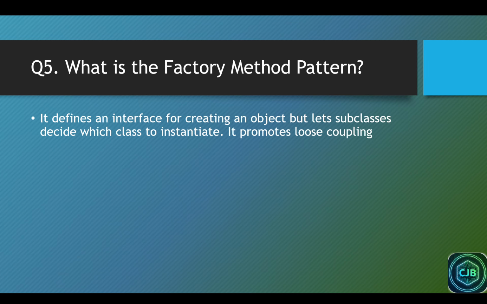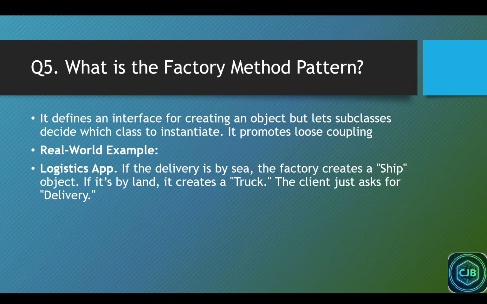What is the factory method pattern? It defines an interface for creating an object but lets subclasses decide which class to instantiate. It promotes loose coupling. Real world example: logistics app. If the delivery is by sea, the factory creates a ship object. If it's by land, it creates a truck. The client just asks for delivery.